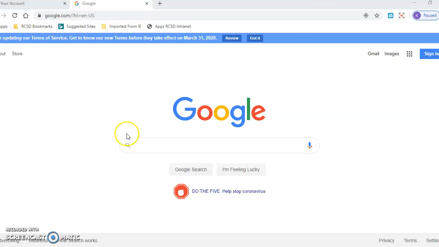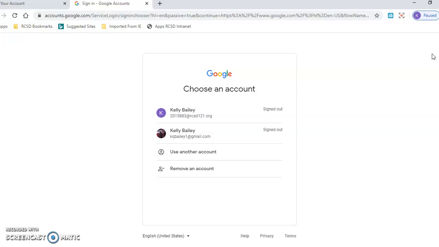Okay, so I'm starting here. I just went to the Google homepage. I went to www.google.com, and now I'm going to go up here and click sign in. Because I've signed in before, it automatically shows me my personal email and my school email. Now you want to pick your school email, or if you haven't, you're going to type in your school ID number, your 890 at rcsd121.org. Okay, so I'm going to click that one.